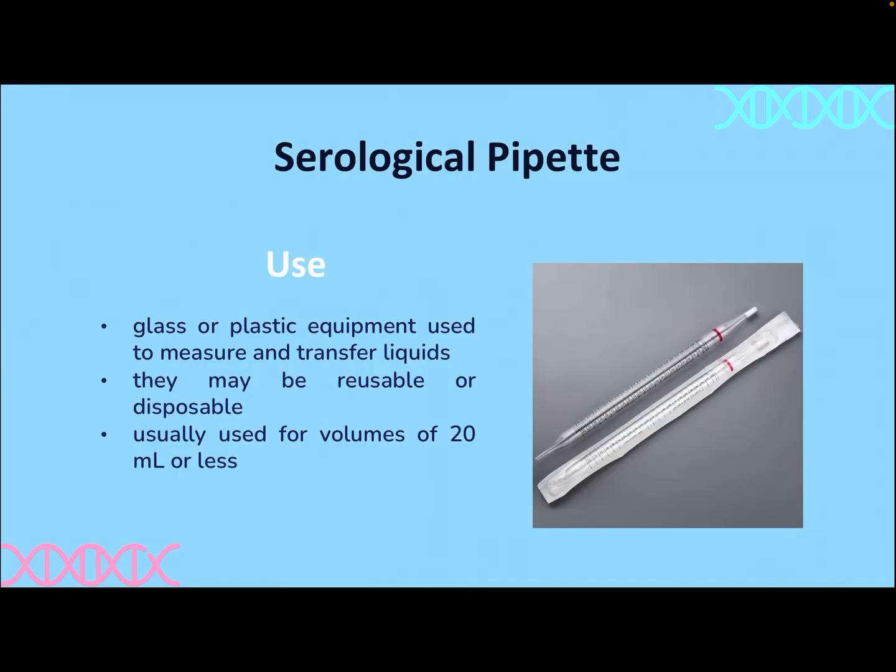Next is a serological pipette. It is a glass or plastic equipment used to measure and transfer liquids. They may be reusable or disposable and usually used for volumes of 20 ml or less.